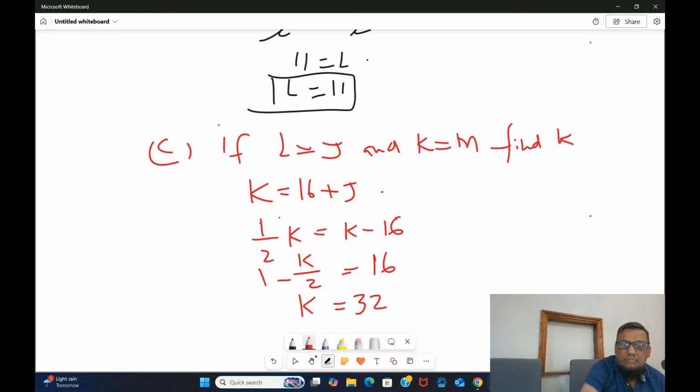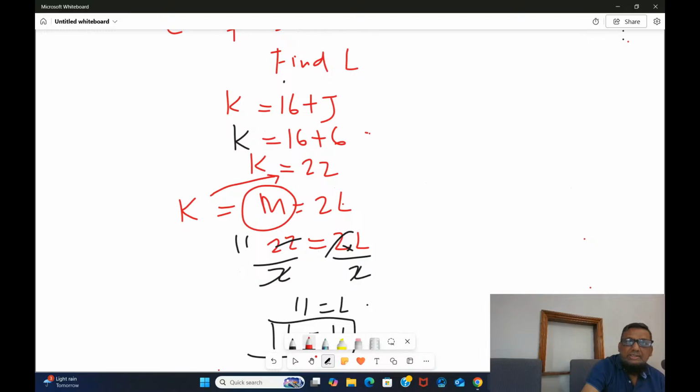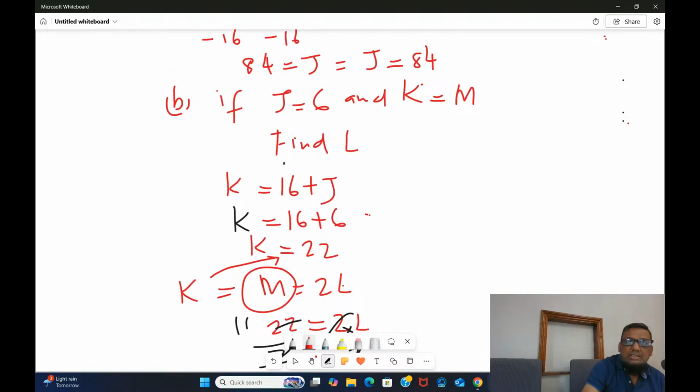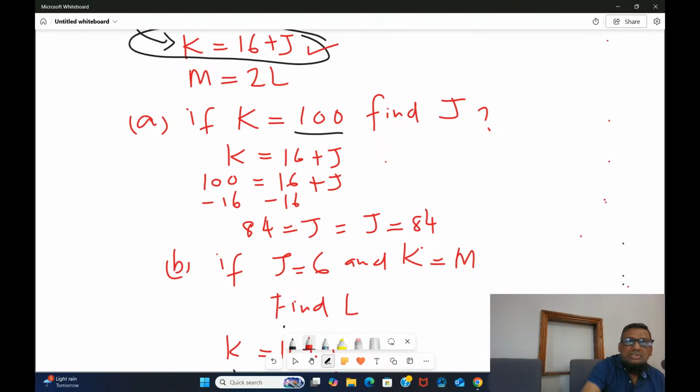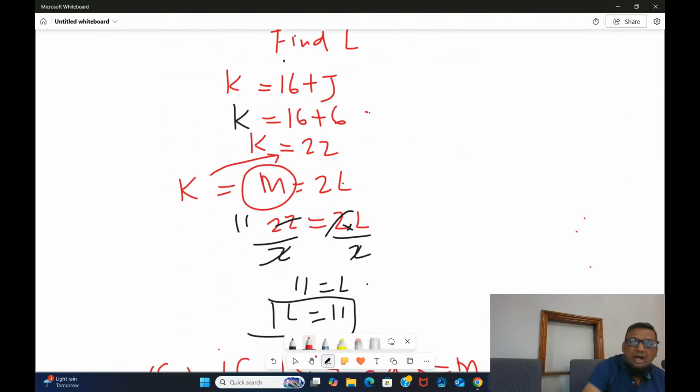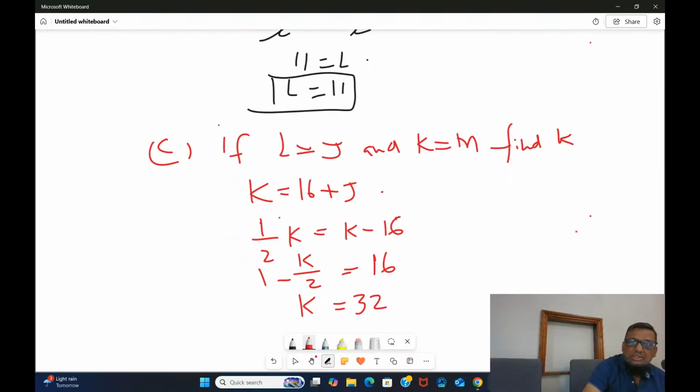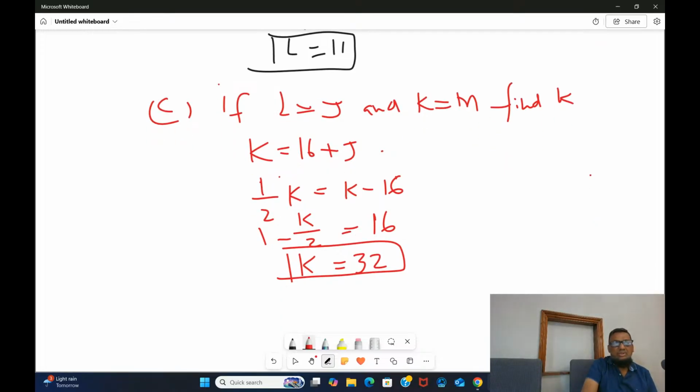So if you go back and check up there, it says M equal to 2L. So it's going to be half, which is half K. And now 16 times 2 is equal to 32. So the value of K equal to 32.